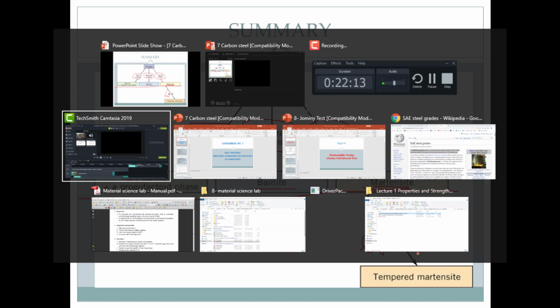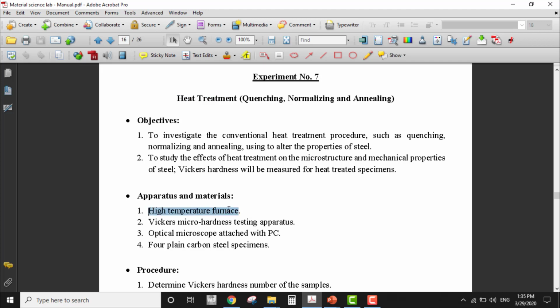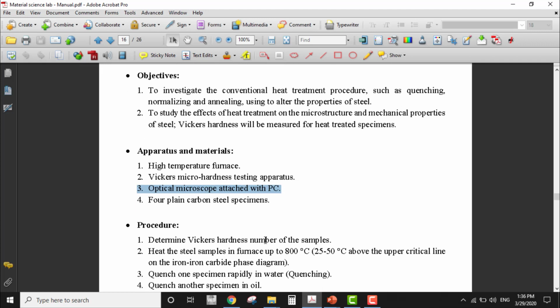So let me show you the manual. Experiment number 7. This is the title: heat treatment, quenching, normalizing, austenizing, and here is the apparatus. We need a high temperature furnace. We need a Vickers micro hardness testing apparatus in order to measure the Vickers hardness number. We need an optical microscope in order to examine the microstructure. I think this step, in your case, we will not do because of time limits.